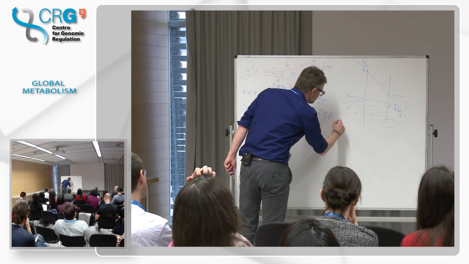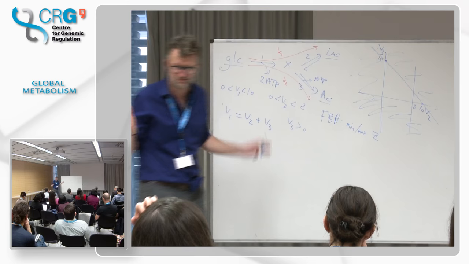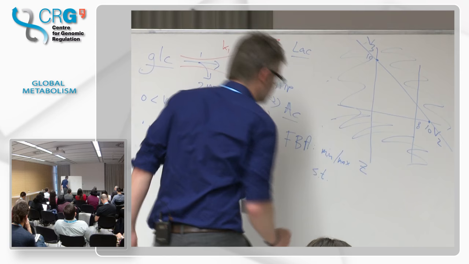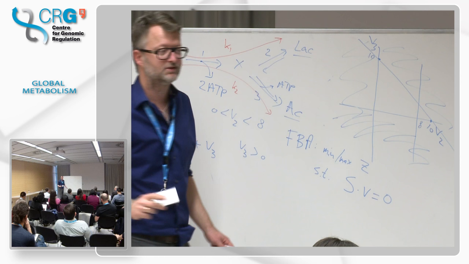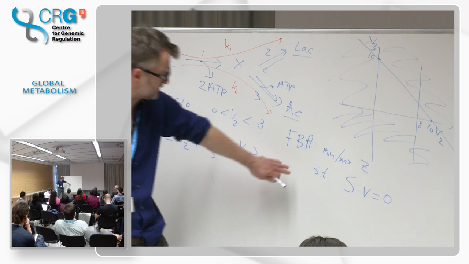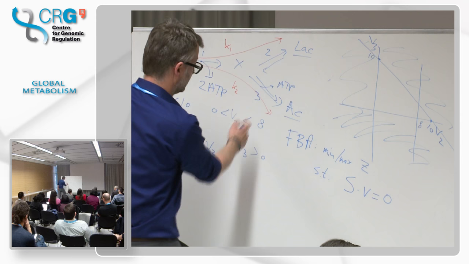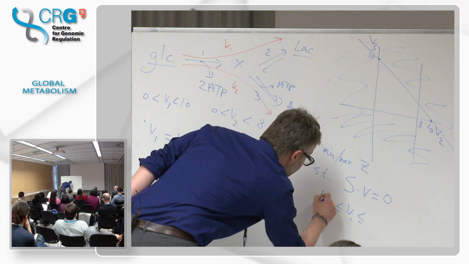In mathematical terms, FBA, so flux balance analysis, says, okay, I'm going to minimize or maximize some objective value z, we'll come back to that, what that is, subject to the mass balance constraints. So that was this stoichiometric matrix times the fluxes is 0. You may remember I had this stoichiometry matrix times the flux matrix, and that should be 0. That basically means we're in steady state. And then we have these bounds, right? So for every rate, we have an upper and a lower bound. Lower bound, upper bound. And this is it.